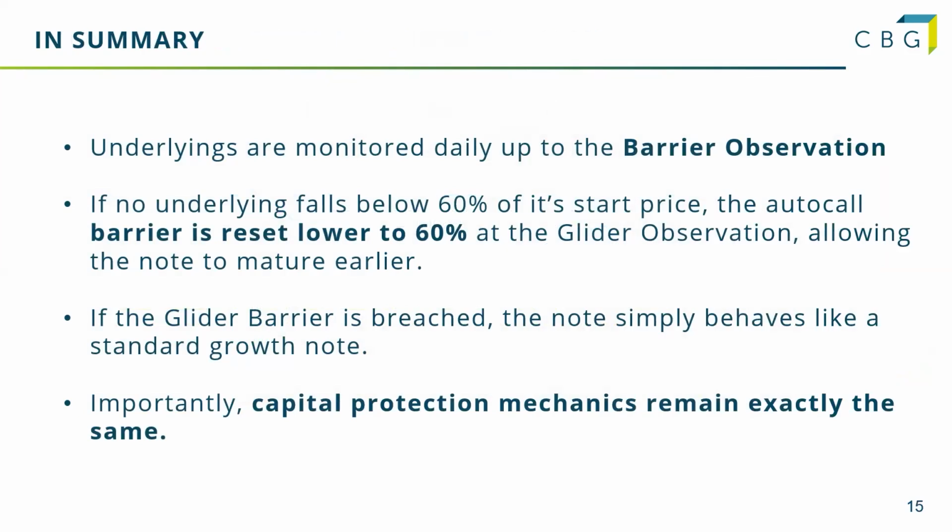To summarize, the glider feature is monitored daily up until the glider observation date. In this example, it was 12 months or the fourth quarter. If none of the underlyings fall below the glider barrier, then at the fourth quarter glider observation date, the autocall trigger is reset lower to 60%, allowing the opportunity for the note to mature earlier. If an underlying drops below the glider barrier, the note simply behaves like a standard growth note. Importantly, capital protection mechanics remain exactly the same.